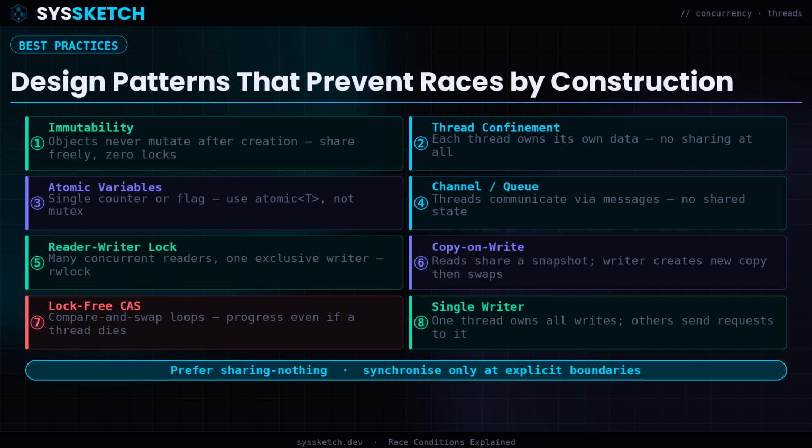For threads that need to exchange data, use a channel or queue and communicate by message passing rather than sharing memory. When you need concurrent reads but rare writes, a reader-writer lock allows many readers simultaneously with one exclusive writer. Copy on write lets readers share a snapshot while a writer creates a new copy and atomically swaps the pointer. Lock-free data structures built on compare and swap loops guarantee progress even if a thread is killed mid-operation.